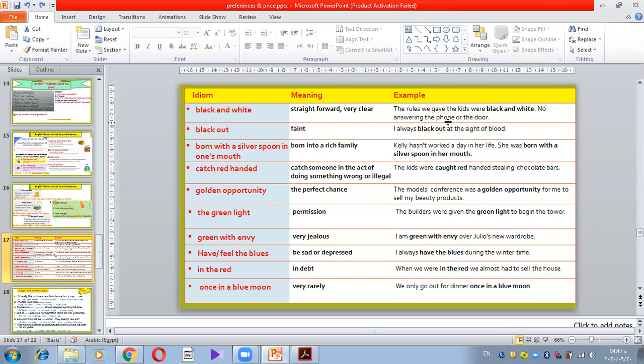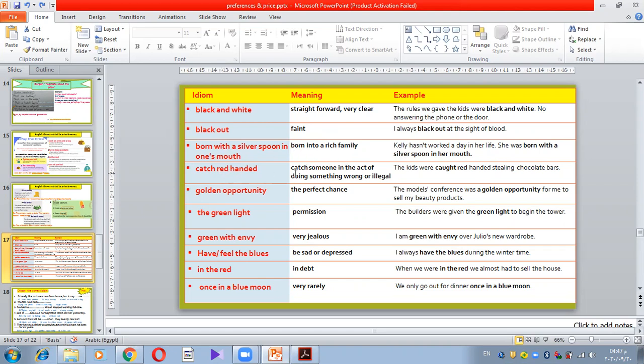Okay, blackout. What does blackout mean? Faint. I always black out at the sight of blood. It means I lose my consciousness. Born with a silver spoon in one's mouth means born into a rich family. Kelly hasn't worked a day in her life. She was born with a silver spoon in her mouth.